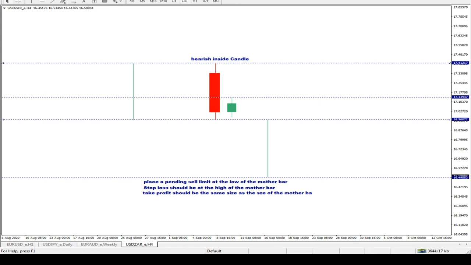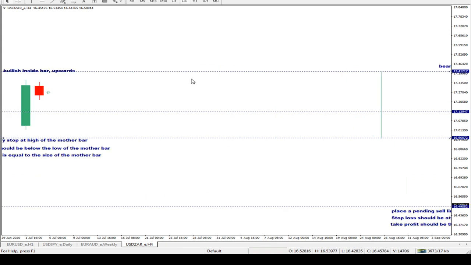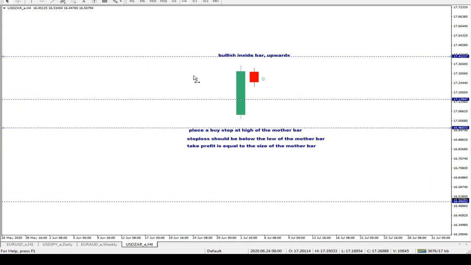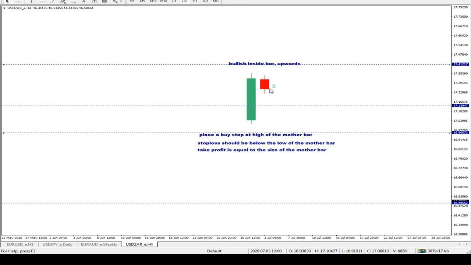Is that clear? So whenever you have an inside candle, ensure that this mother bar was actually breaking below a significant support to the lower side. And what that means is we are likely to see a continuation to the lower side. So let's look at the other example, which is this. This is a bullish inside candle. Yes, this is bullish, which means we are going upwards.